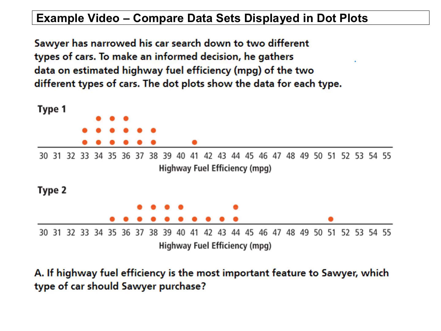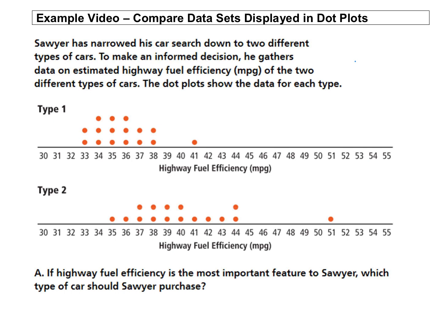All right, in our first example, we're going to compare data sets displayed in dot plots. So in our example, Sawyer has narrowed his car search down to two different types of cars. To make an informed decision, he gathers data on estimated highway fuel efficiency in miles per gallon of the two different types of cars. The dot plots show the data for each type.